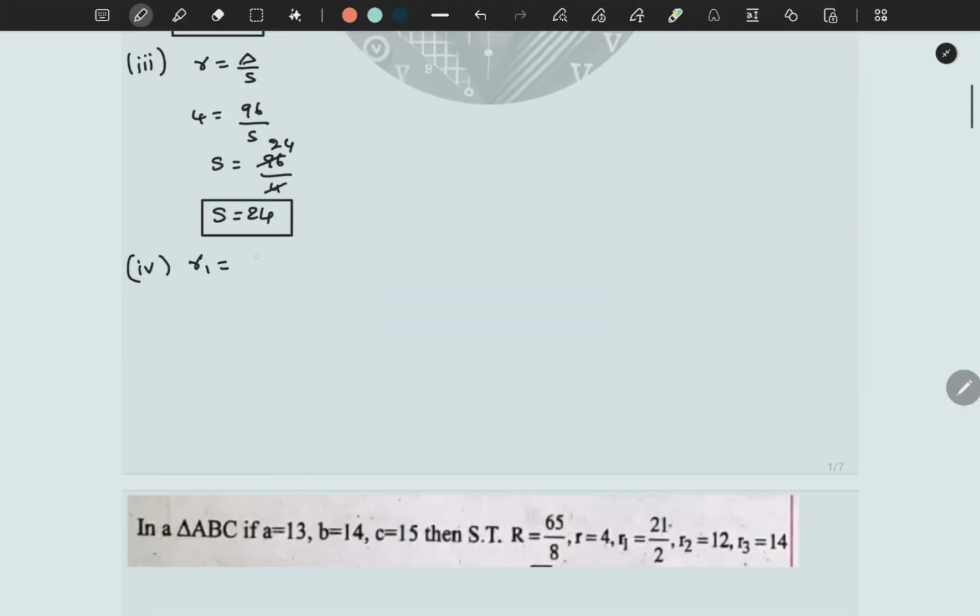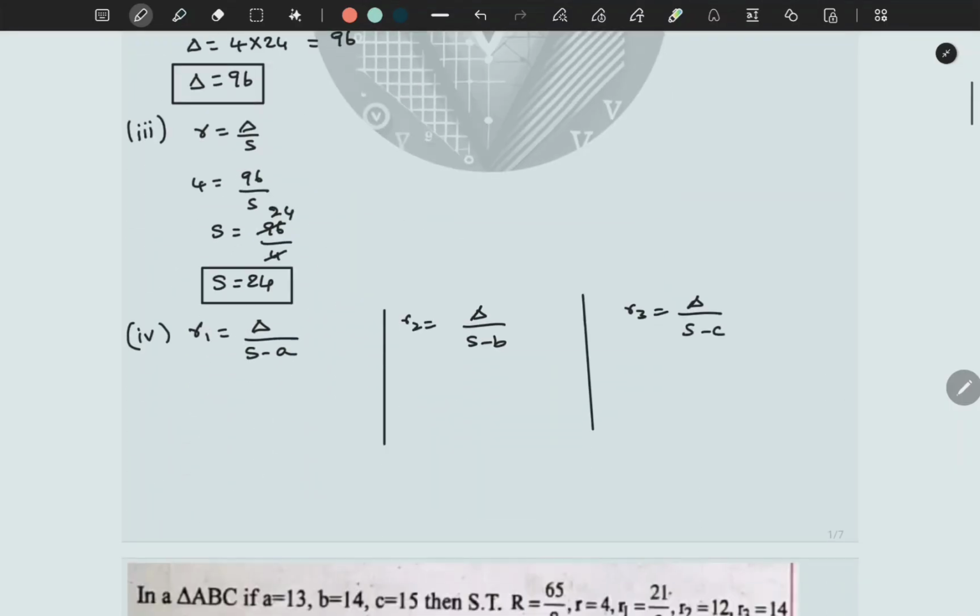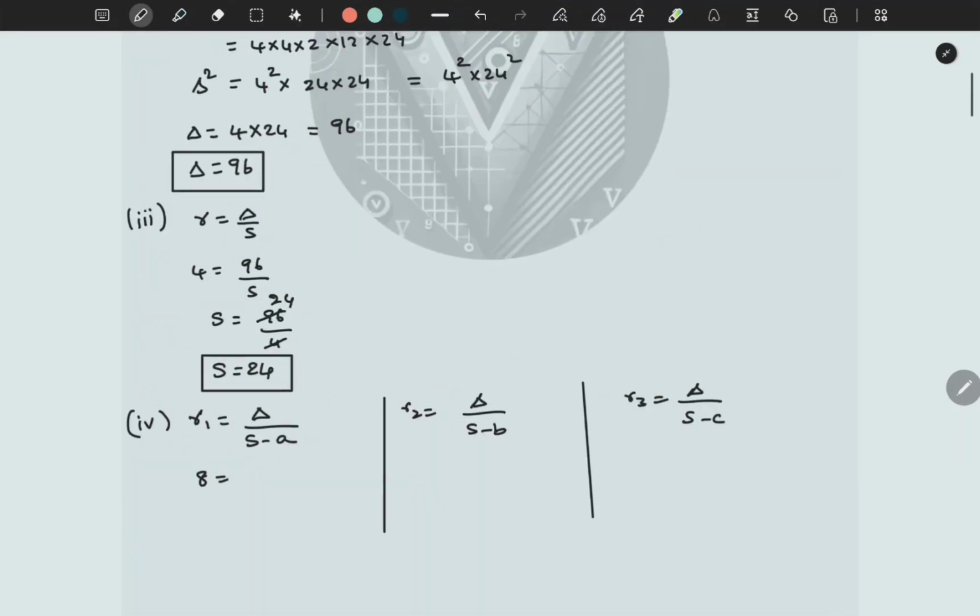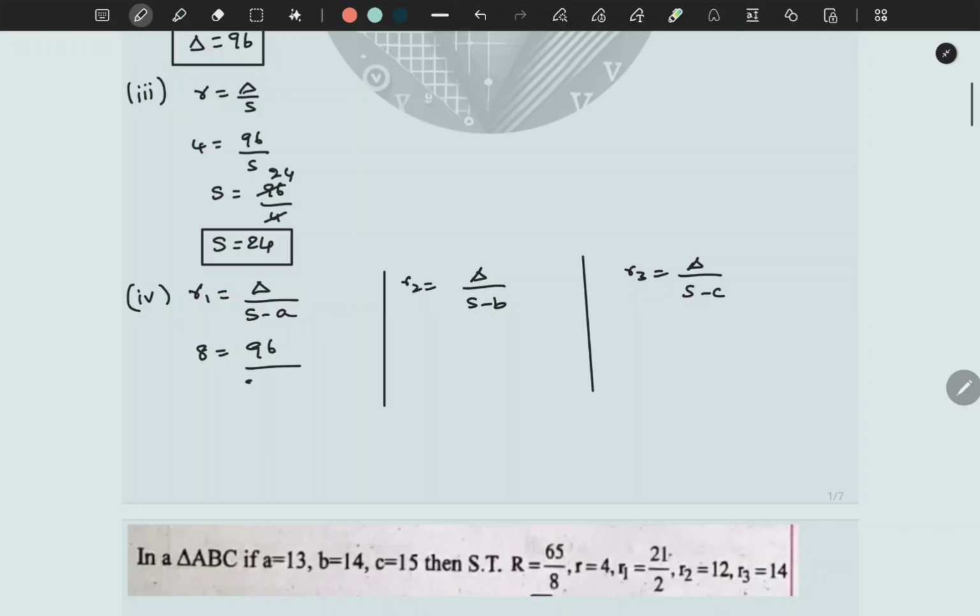So we'll be using this formula, that is R1 is equal to delta by S minus a, and R2 is equal to delta by S minus b, and R3 is equal to delta by S minus c. So what is R1 equal to from the question? 8, right? And what is delta equal to? 96. And what is S equal to? 24. So 8 times 1 and 12. So 24 minus a is equal to 12. a is equal to 12, right? I hope this is clear.